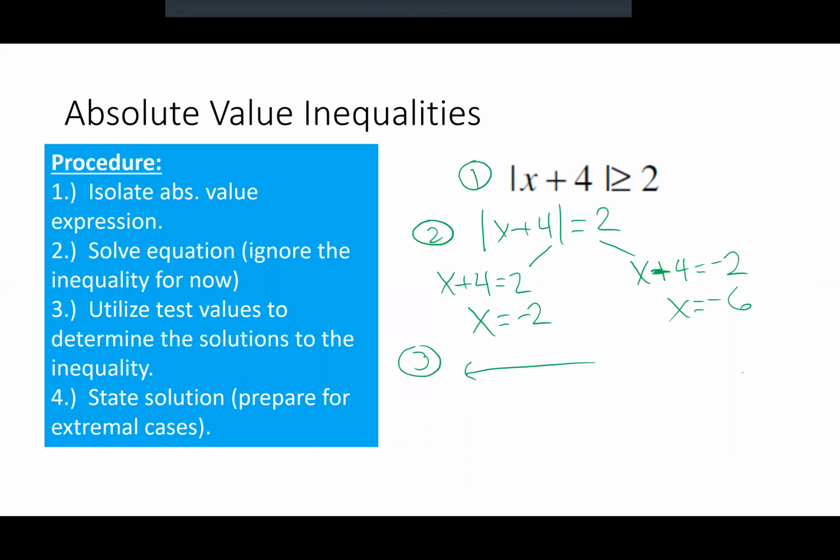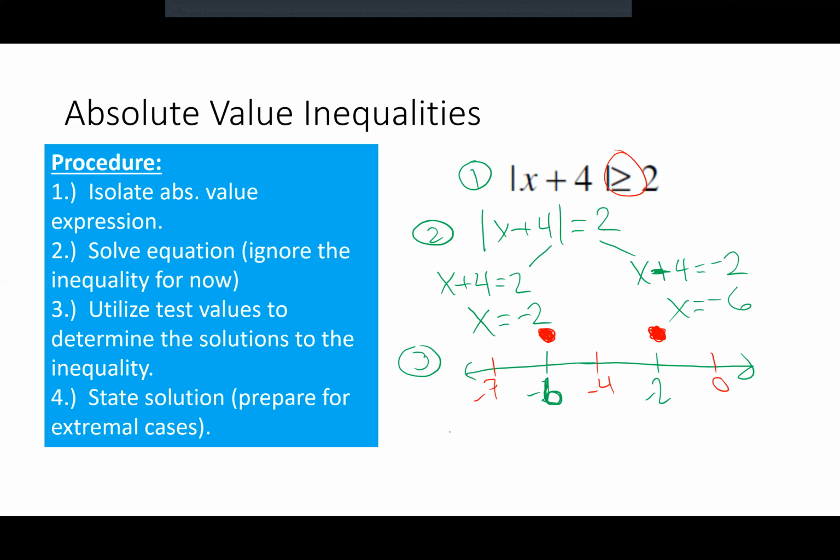We use our test values. So we've got negative 6 and then negative 2. Now, see here, it's greater than or equal to, so I'm going to include those values. I like to use closed circles just to really make sure that I know what I'm doing there. Test values, let's say negative 7, negative 4, and 0. Why not?